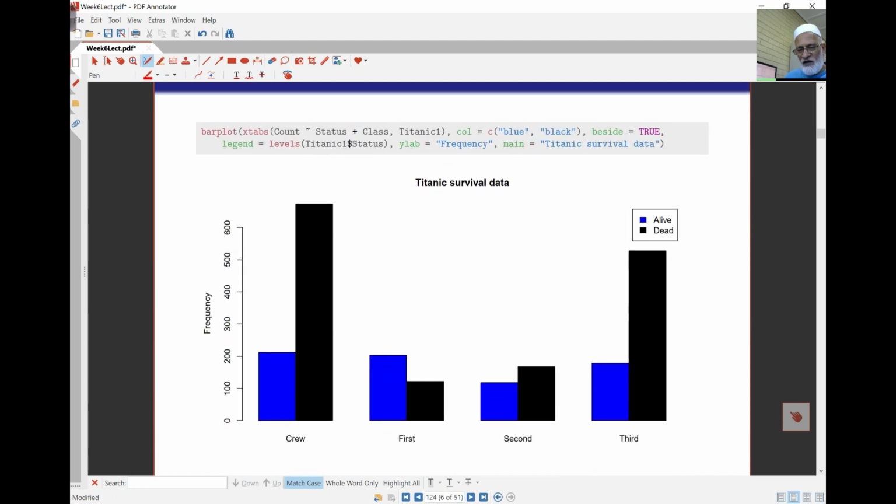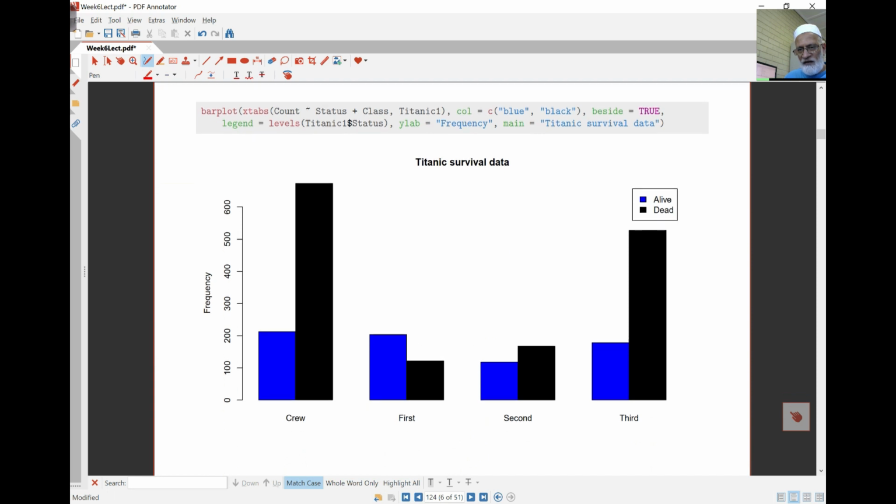So here's the bar plots of this data here. The various classes of the passengers and their status alive or dead. By looking at this, it's pretty clear that if you look at the crew, more of them died and more of the third class passengers died. But the first and second class, by and large, the number that died and alive are about the same. In fact, more of the first class was alive and not so many of the second. The question we're going to ask here is, is this difference significant?